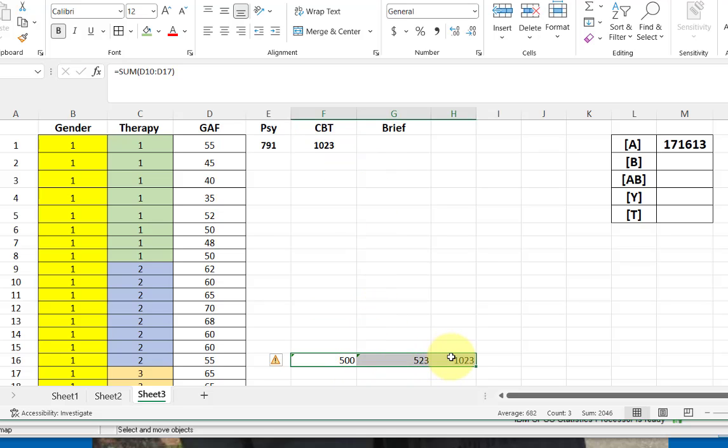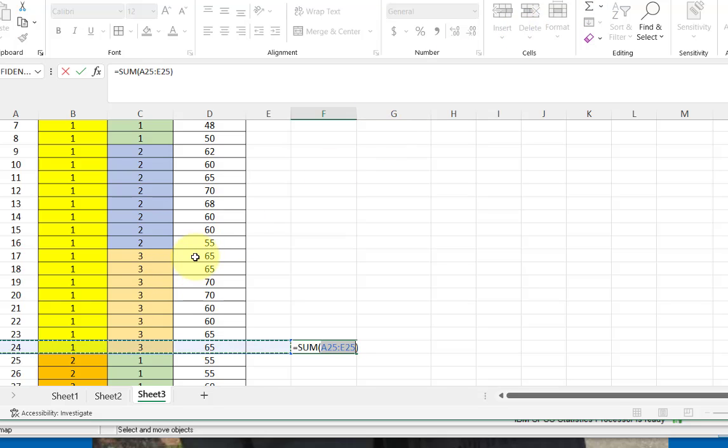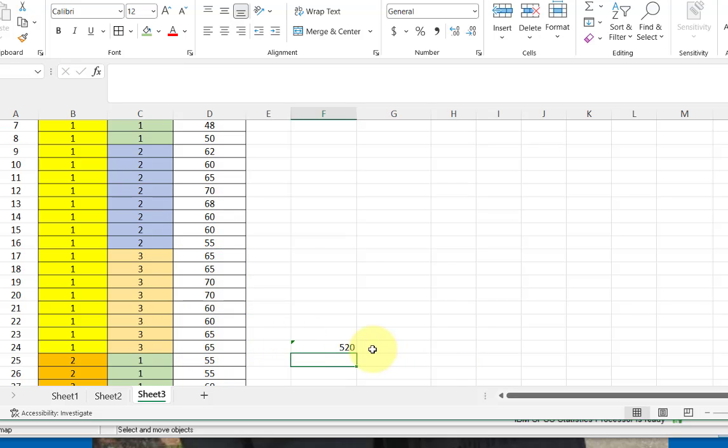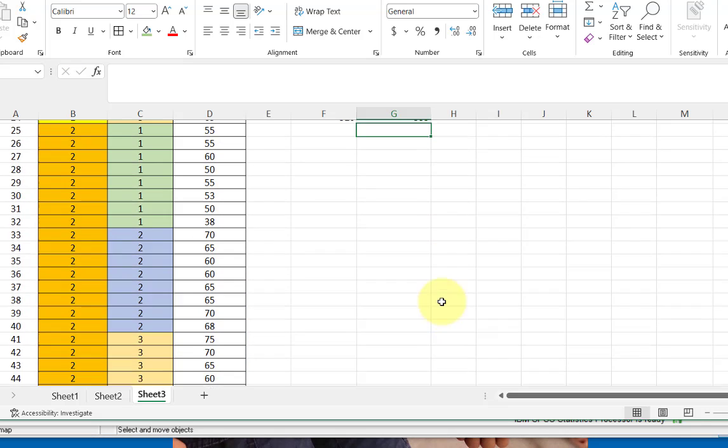And let's delete these guys. Boom. And then number 3, same thing. I'm going to just pick a cell, go here, sum up the 3s here, and pick next door and sum up the 3s down here. That should give us our brief group sum.